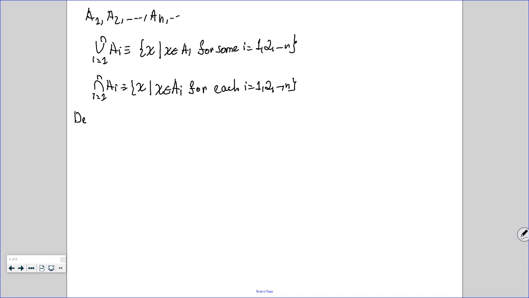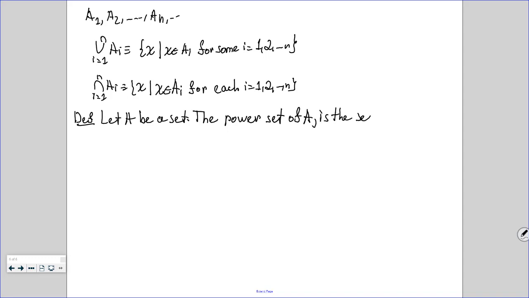So now let's define what we mean by power set. Let A be a set, the power set of A is the set of subsets of A.